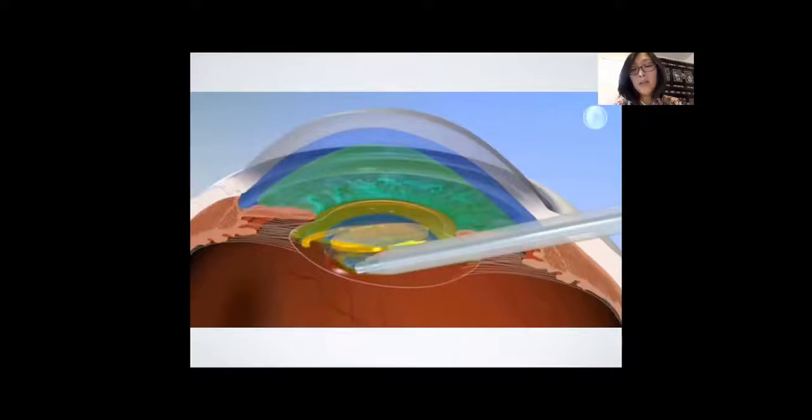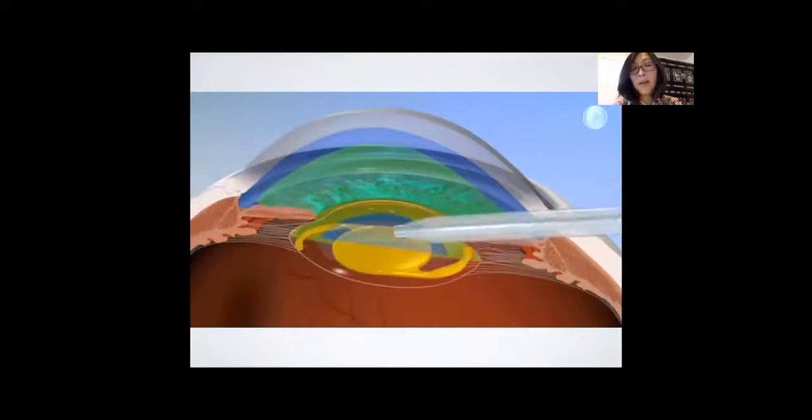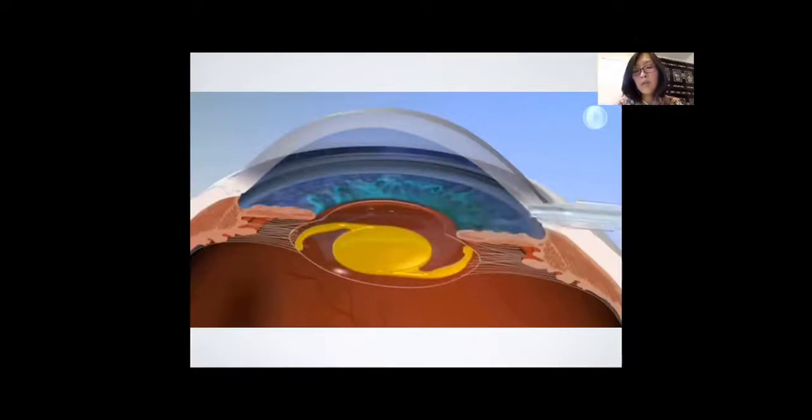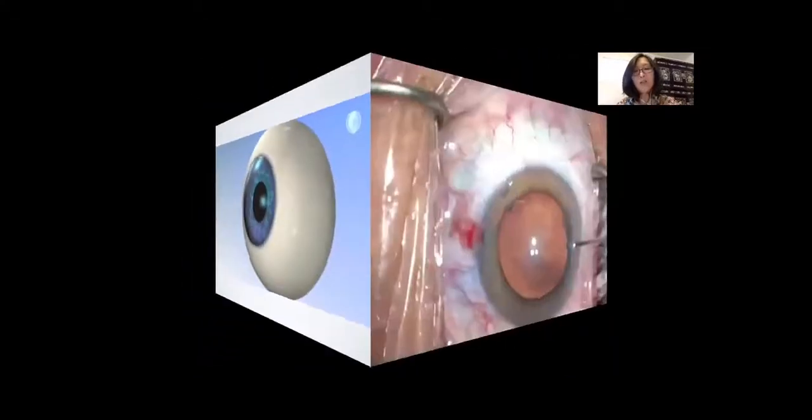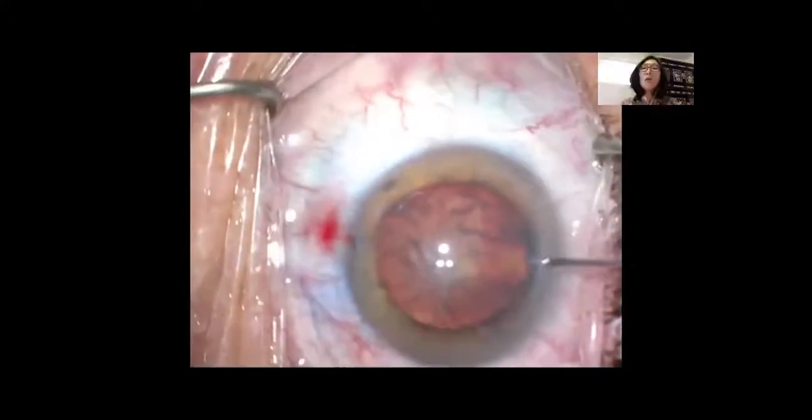And you can see here that many people will go ahead and irrigate and aspirate underneath the implant in order to make sure that everything is removed from the eye. This is the technique that was popularized by Steve Arshinoff, and this is what I use very often in my cases, especially in cases where you're worried about the endothelium.